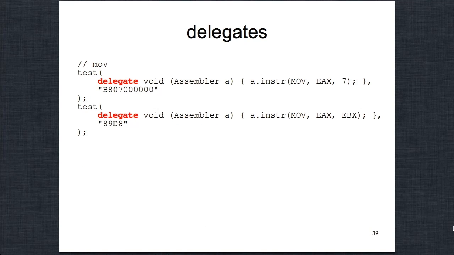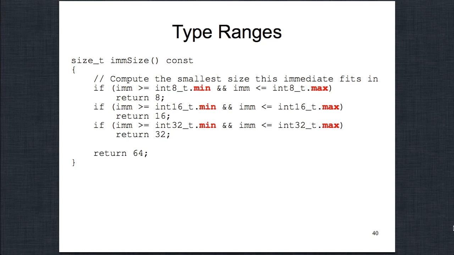Delegates, of course. This is part of a unit test in my backend, testing the encoding of machine code instructions. So I'm having a delegate that generates machine instructions, and I'm checking that the encoding is what I would expect. Type ranges, again, a very simple feature, but when you're writing systems code, it's very useful to just have a min and max to know what's the range of a given type.